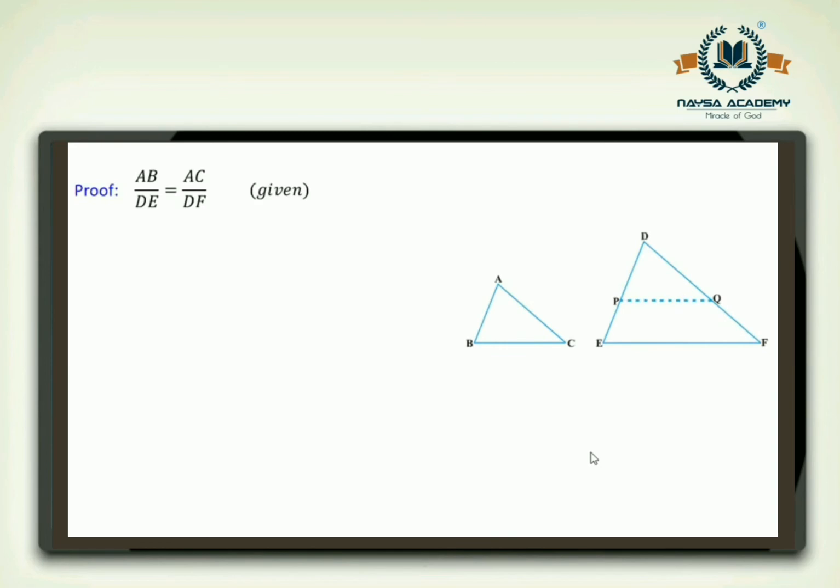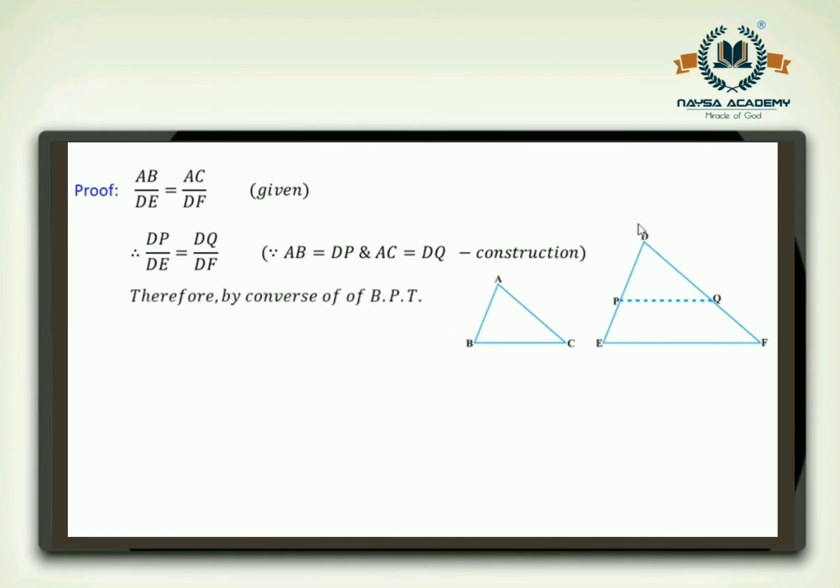So now here AB upon DE is equal to AC upon DF, it is given. We replace this AB with DP and this AC with DQ. So I will say that DP upon DE is equal to DQ upon DF. Why do we replace this AB with DP? Because their lengths are equal. Now if you see in triangle DEF, DP upon DE equal to DQ upon DF. So by converse of BPT, we can say that this side PQ is parallel to side EF.